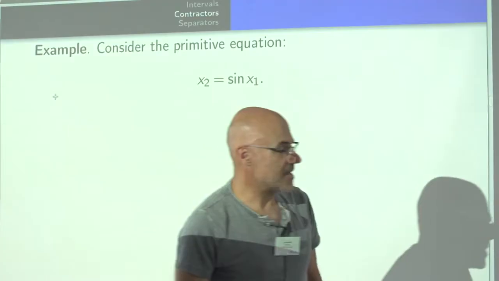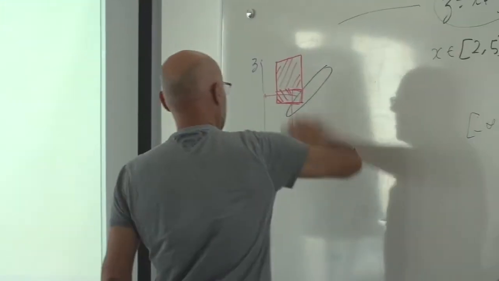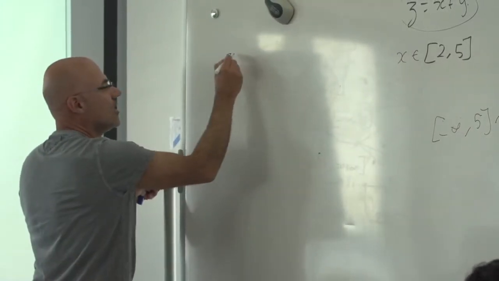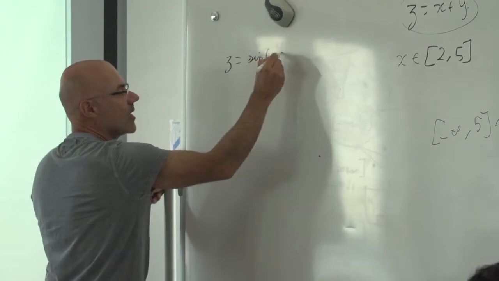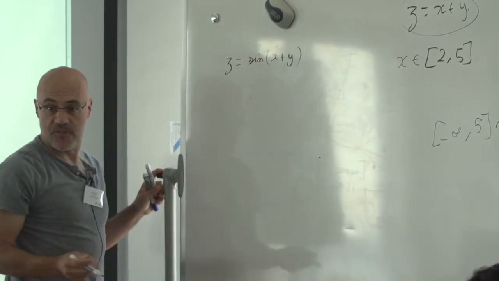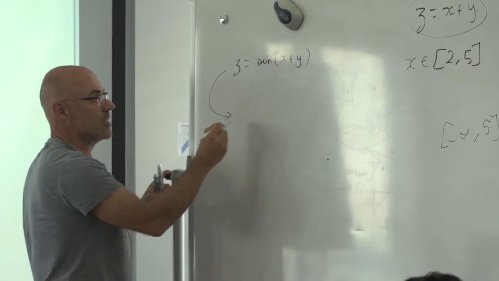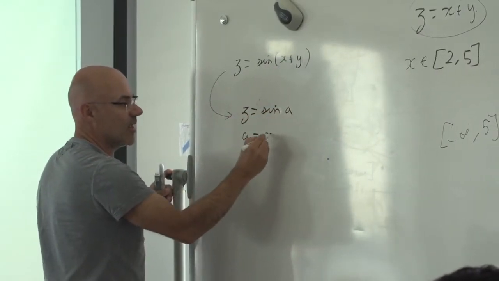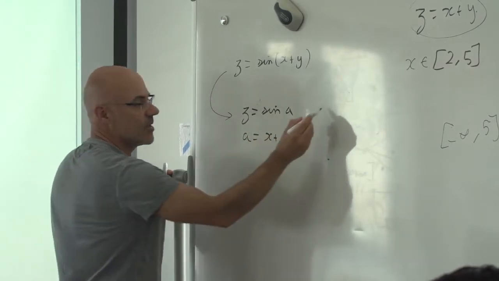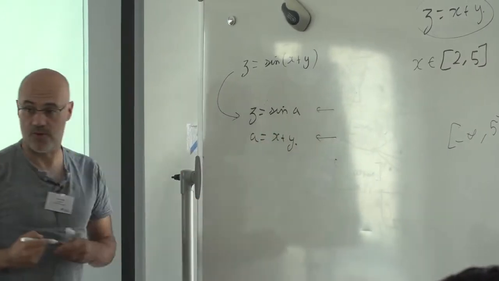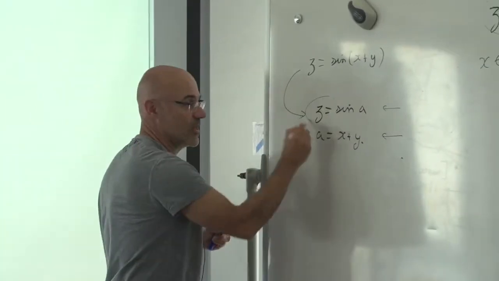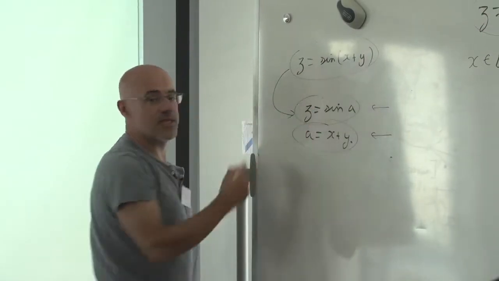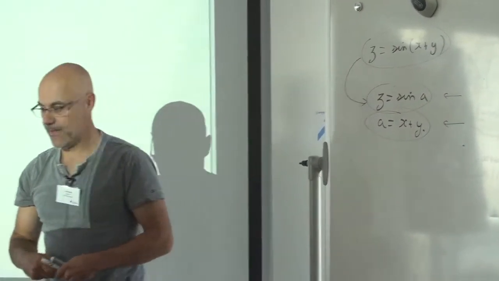So probably it would be nice to explain what is a non-primitive constraint. It is a constraint such as z equal sine of x plus y. This one is not a primitive constraint, but I can decompose it into z equal sine of a, and a equal x plus y. This one is primitive, this one is primitive. So I will have a contractor for this, I will have a contractor for this. But I do not have a direct contractor for this one.